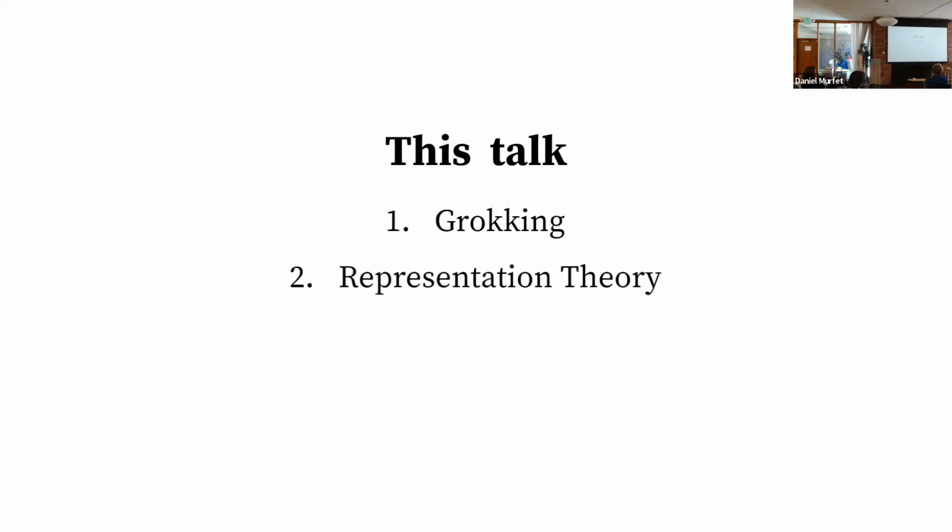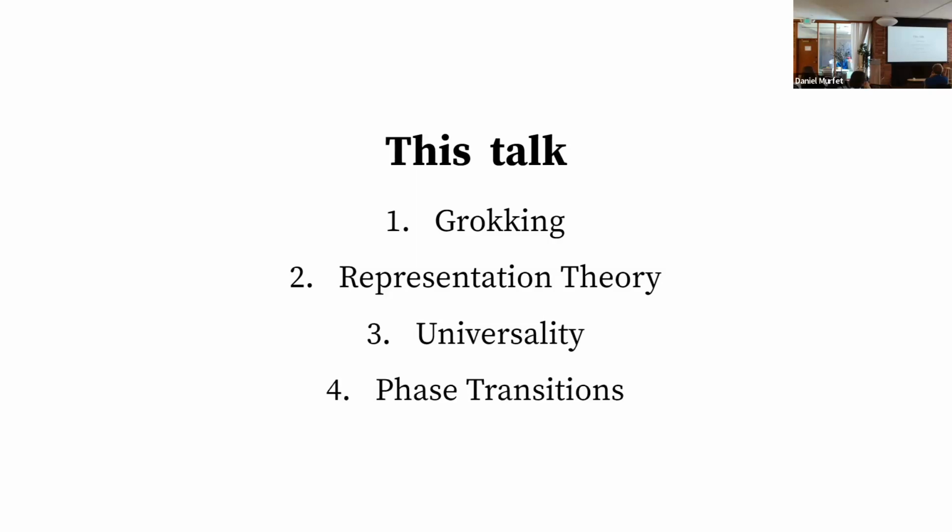Okay, so this format is heavily cribbed from Jesse's format. I like the theme, it's nice. Thank you, Jesse. So this talk: Grokking. Most people know what Grokking is, so I will probably skip over this quite quickly. Representation theory. I expect some of you will know what representation theory is, but I'll give a brief definition of what a representation is. Universality in the mechanistic interpretability sense, and then part 4, which is new in this talk. So people who have heard it before will not have heard this bit: phase transitions.